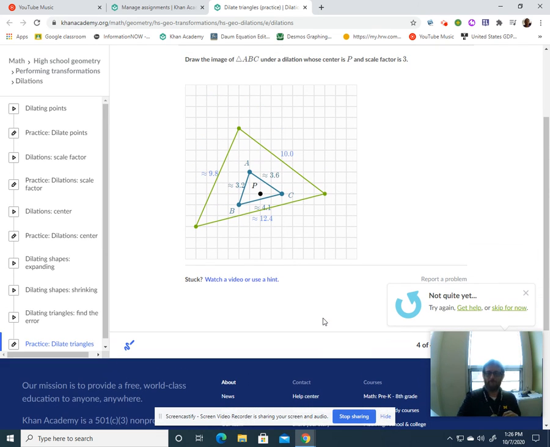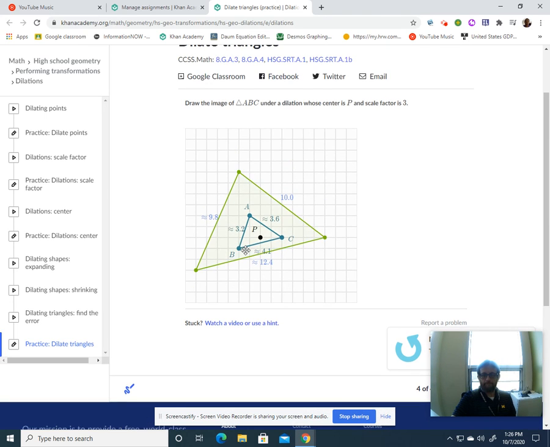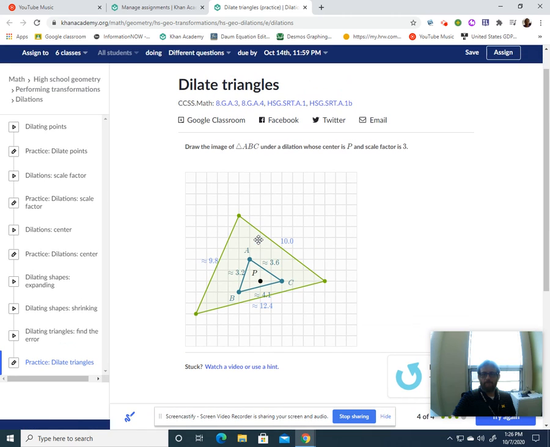Uh-oh, I made a mistake. Where did I make a mistake? Let's see. Draw the image of ABC under a dilation whose center is P and scale factor is 3. Okay, so that point's got to be right. Which one am I doing wrong? 1 down, 2 over. So then that would be 3 down, 6 over. That would be that length.